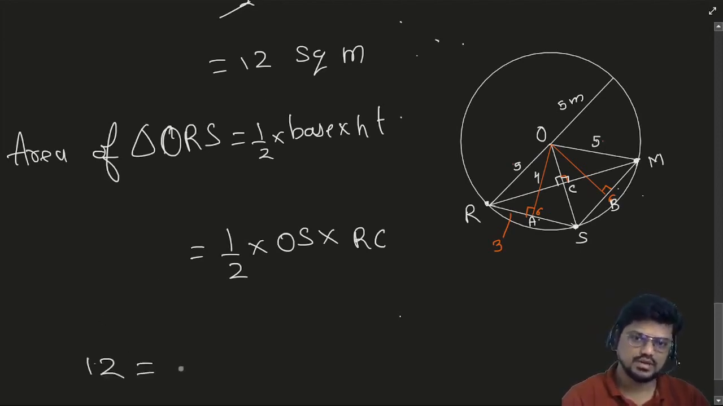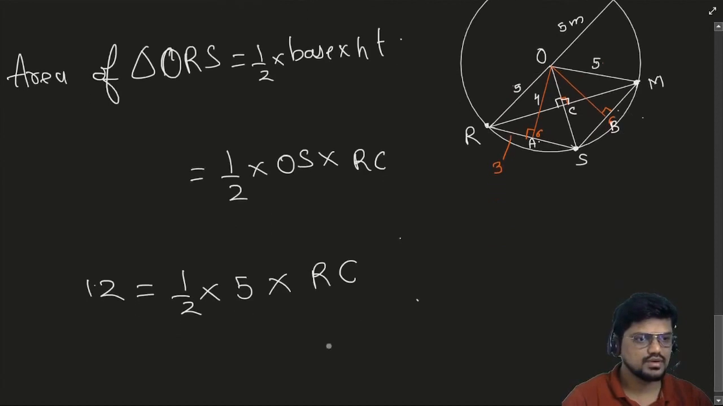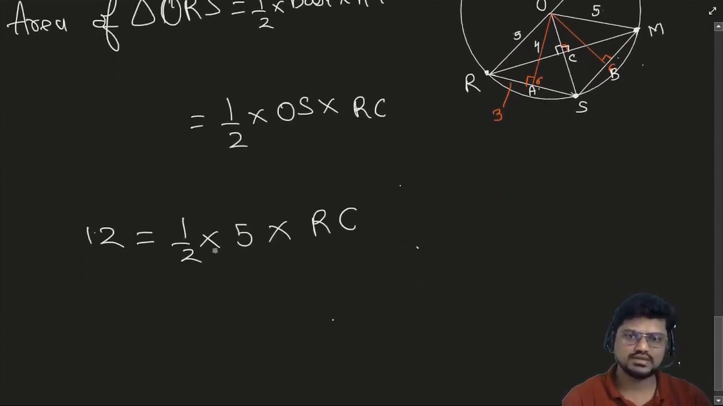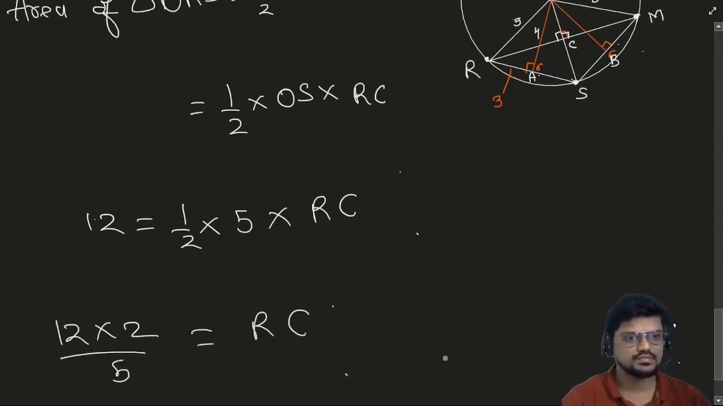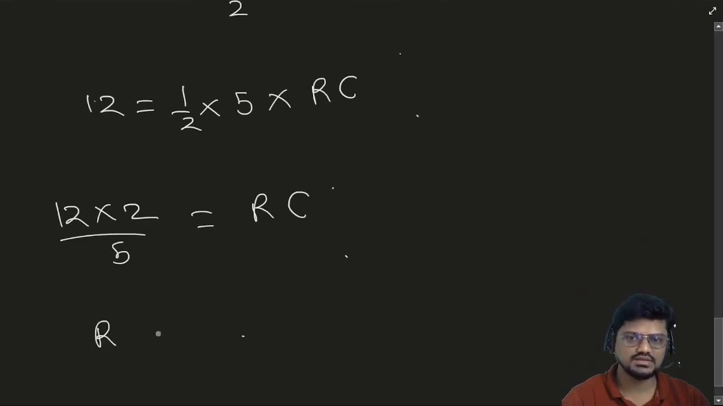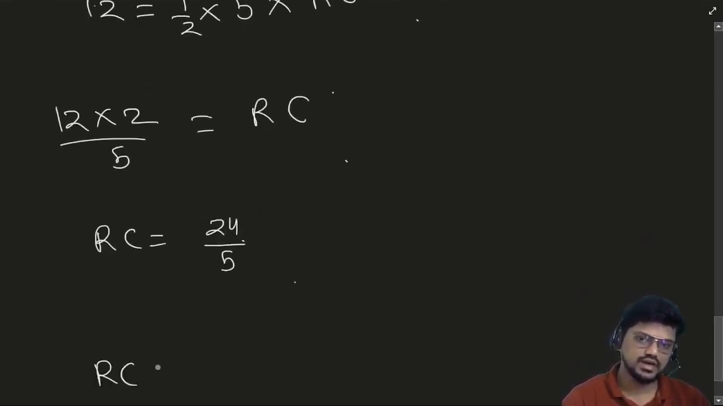So area of triangle ORS is how much? 12 is equals to 1 by 2 into OS. What is the value of OS? That is 5. And what is the value of RC? That is unknown. Got it? So if I take this 5 and 2 on that side, it will be 12 into 2 upon 5 is equals to RC. So the value of RC is 24 by 5. 5 4s are 20, 5 8s are 40. So the value of RC is 4.8.